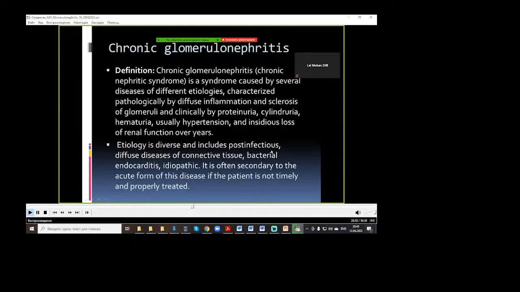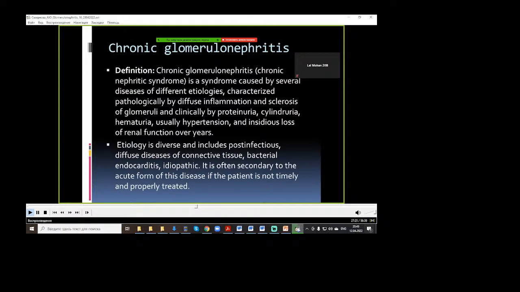Next, chronic glomerulonephritis. Chronic glomerulonephritis or chronic nephritic syndrome is a syndrome caused by several diseases of different etiology, characterized pathologically by diffuse inflammation and sclerosis of glomeruli, and clinically by proteinuria, cylindruria, hematuria, usually hypertension, and insidious loss of renal function over years.